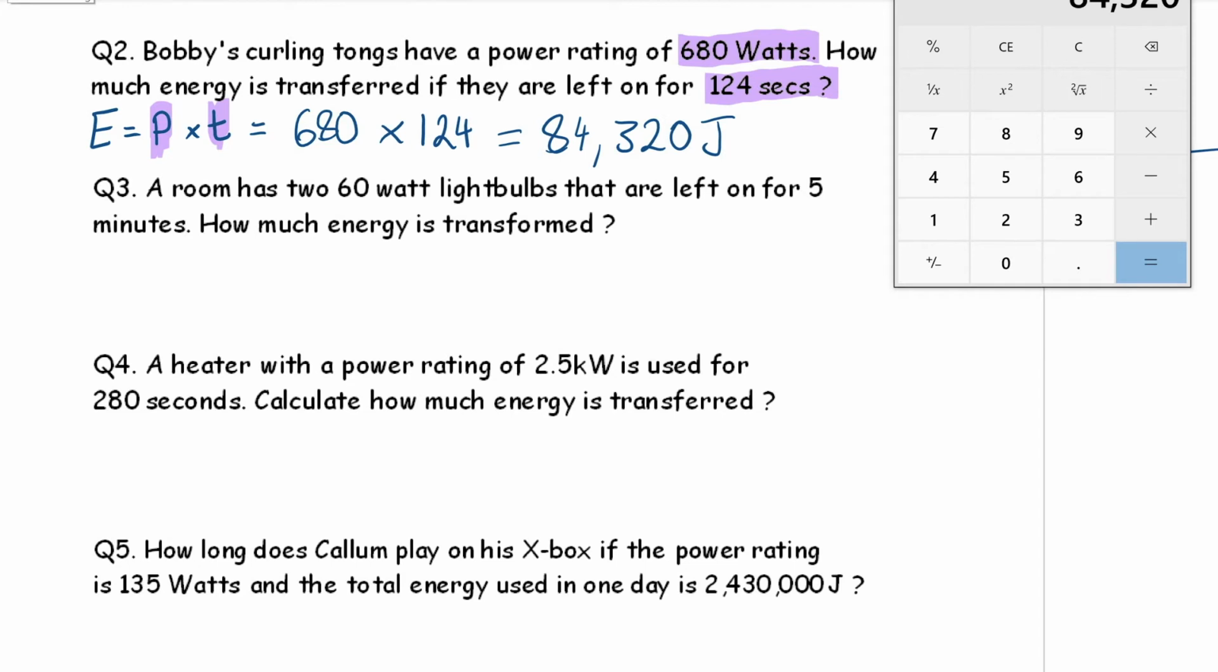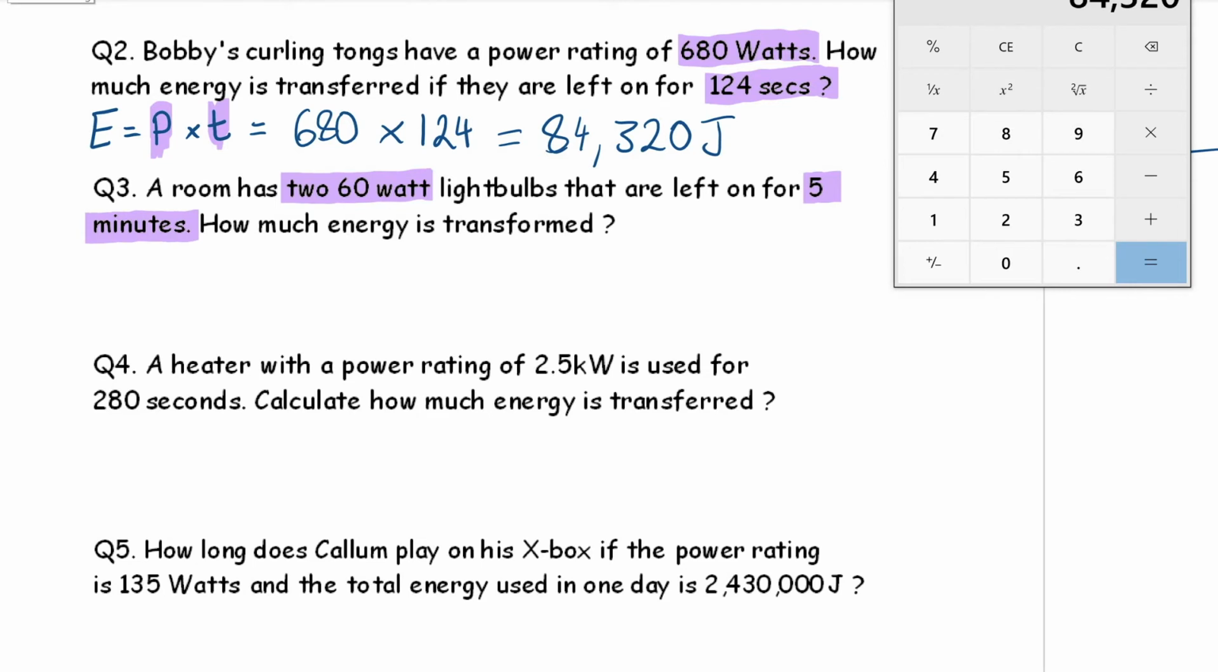Question 3. A room has 2 60 watt light bulbs that are left on for 5 minutes. How much energy is transformed? You can do this one, but just remember, please, that the power isn't 60, it's 2 times 60. It's going to be 120. And left on for 5 minutes.